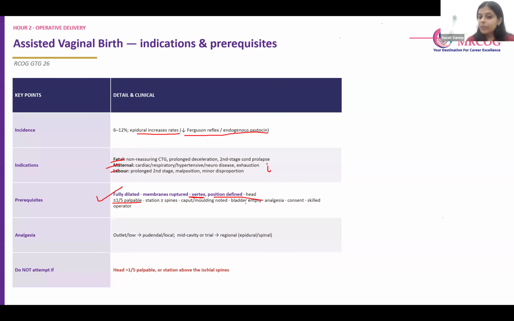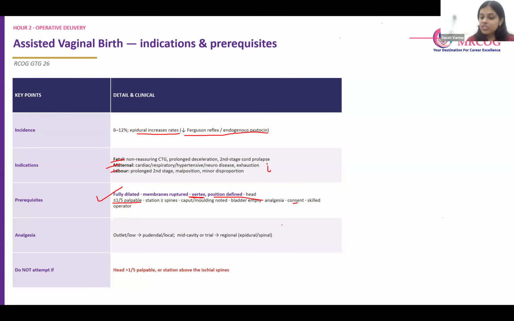The bladder should be empty. She should be on adequate analgesia so that she doesn't feel distressed. Consent should be there, at least verbal, and the operator should be skilled. These are the important prerequisites which must be met before opting for assisted vaginal birth as your preferred option.